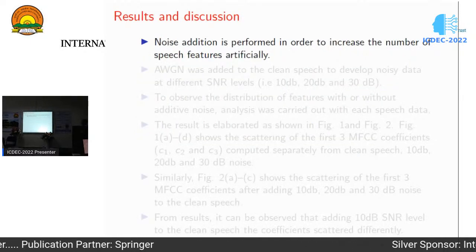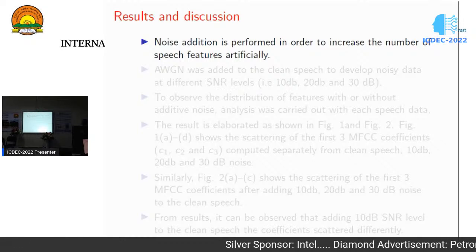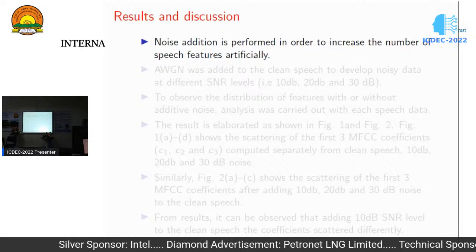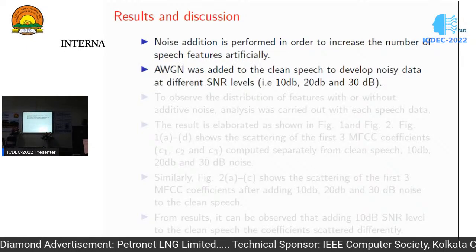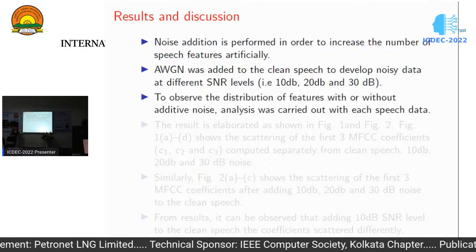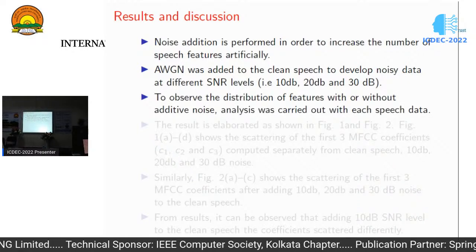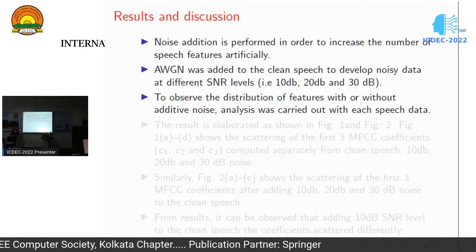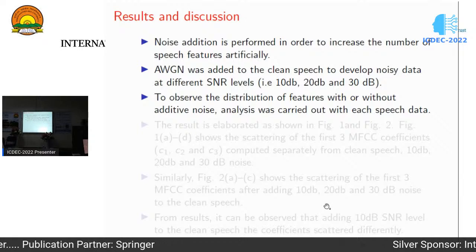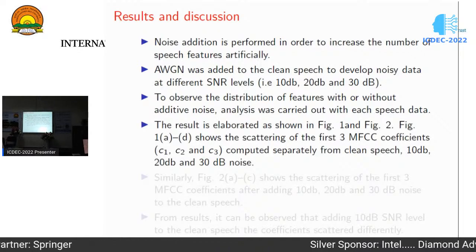So in this part, we have the results and discussion. Noise addition is performed to increase the number of speech features artificially. This is additive white Gaussian noise added to the clean data. We have taken three levels of noise, that is 10 dB, 20, and 30. We observed features with and without additive noise. We can see this in the next figure.